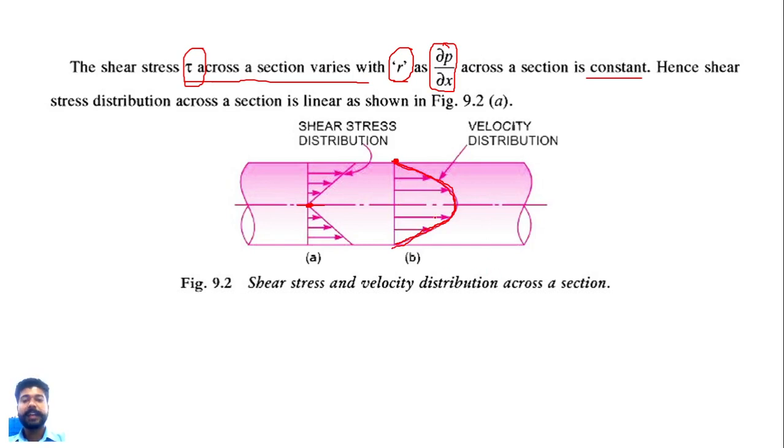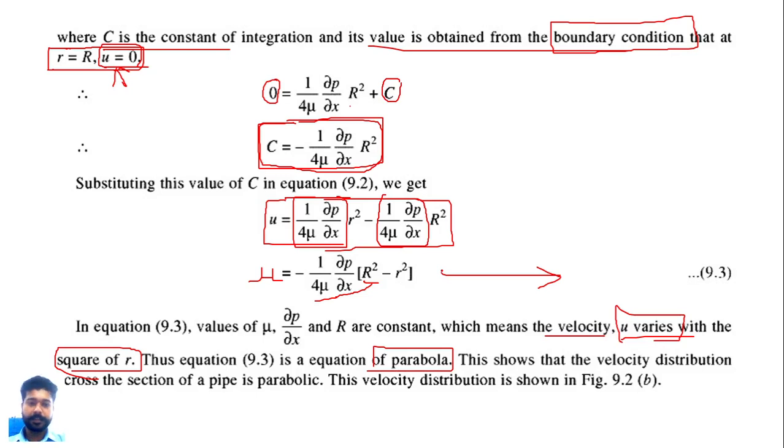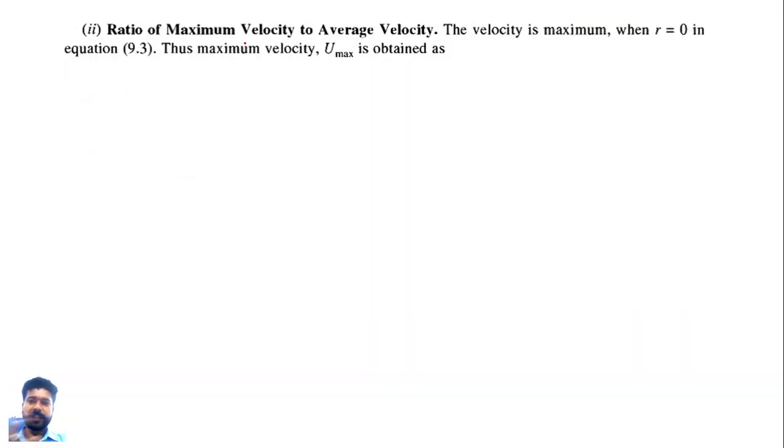It means that at the center of the pipe we have the maximum velocity, and at the wall of the pipe u is 0. And u is maximum at the center of the pipe, where r is 0; at that time u is maximum. Okay, so we can conclude like this. So let us find out the maximum velocity and the average velocity.